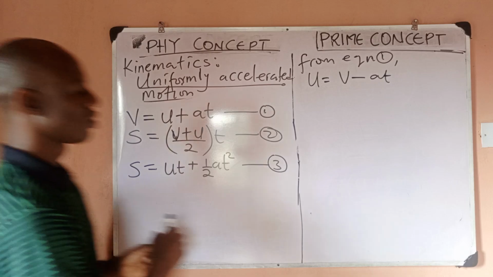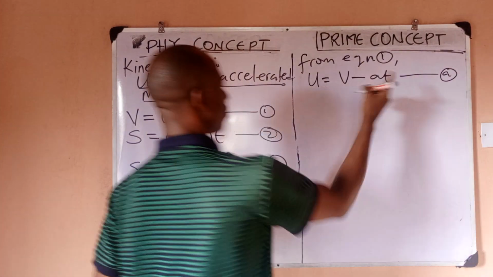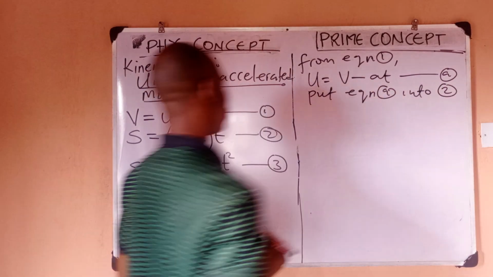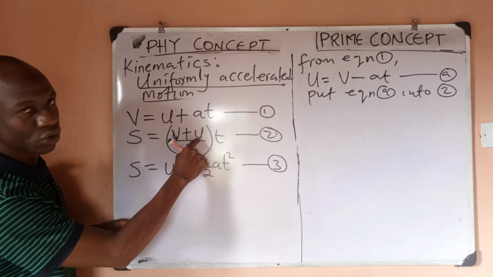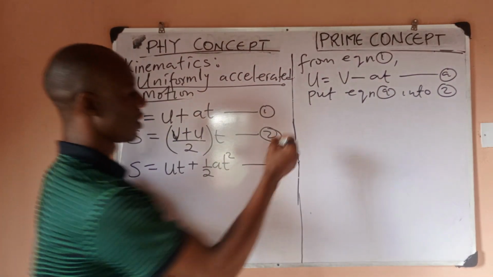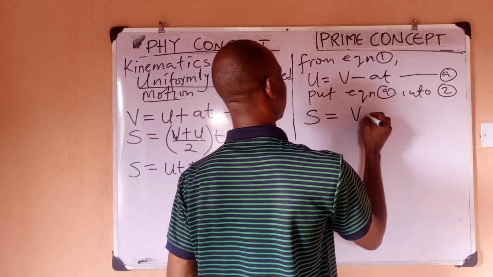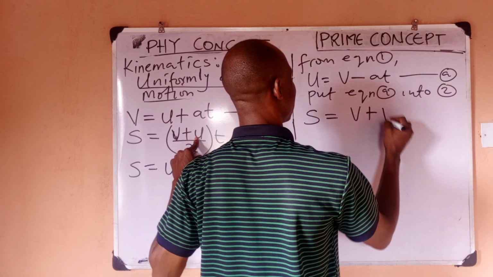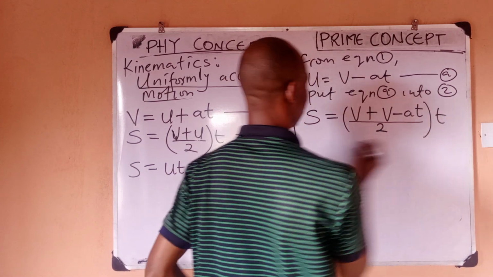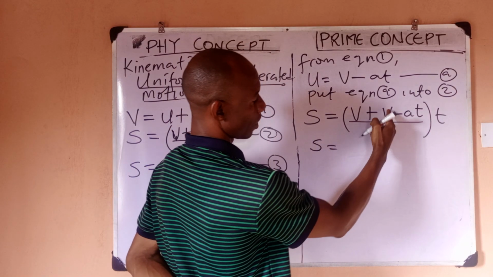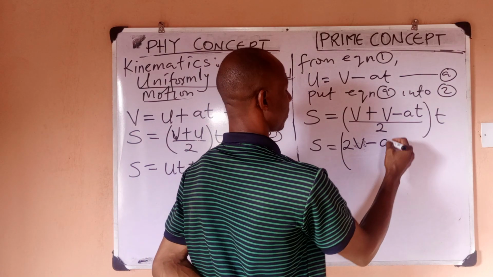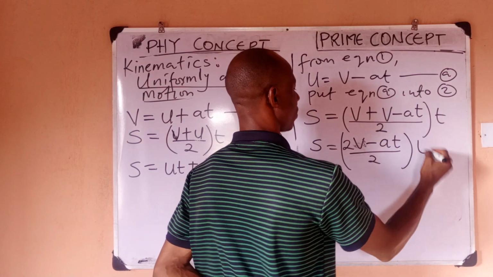I'm going to call this equation A, and I'm going to put equation A into equation 2. So what it means is that in place of u in this equation, what will I write? You're very correct, I would write v minus at. So let's try it out. I have s equals v plus, instead of writing u, v minus at, all divided by 2, then multiplied by the time. So s becomes v plus v is 2v, then minus at, all divided by 2, multiplied by time.